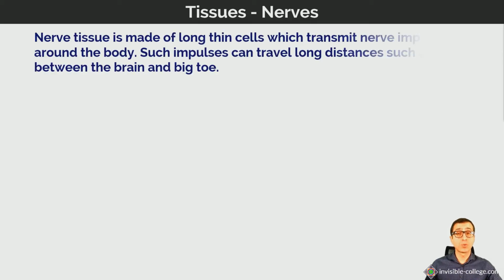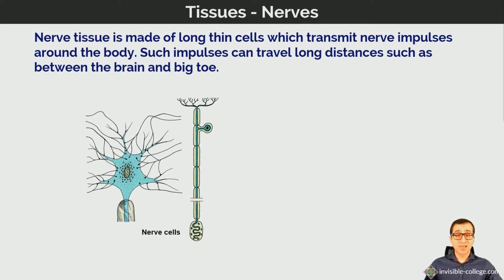Now, nerve tissue is made up of long, thin cells which transmit electrochemical impulses, nerve impulses, around the body. And these nerve impulses can travel very long distances, such as between the brain and the muscles of the big toe. So here is a diagram of a type of nerve cell. You can see here the cell bodies can have these many branching points through which they can contact and synapse with other nerve cells.